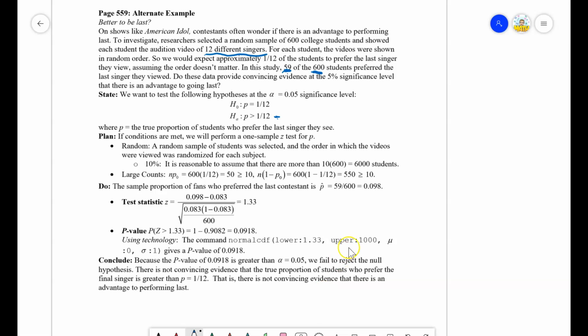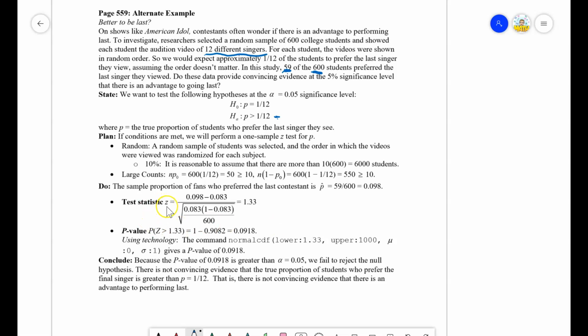So your textbook authors do the exact same thing, right? Here are their conditions for inference. Did we take a simple random sample? Did we take less than 10% of the population? And then do we have n times p and n times 1 minus p both greater than or equal to 10? And we show that that's satisfied. How do we get the test statistic? We take the statistic minus the parameter and divide by standard deviation.